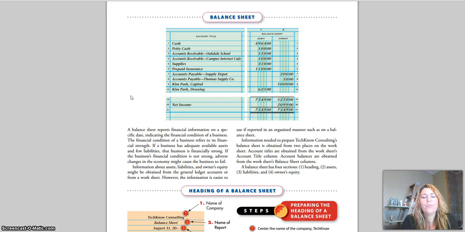So basically what the balance sheet does is it reports the financial information on a specific date, including the financial condition of the business. This is going to show you how strong your business is. Even though you made a lot of money, if you owed a lot of money, your business is not that strong. So we need to not only determine if we made an income or a revenue during a certain month, we also need to make sure that our assets are more than our liabilities.